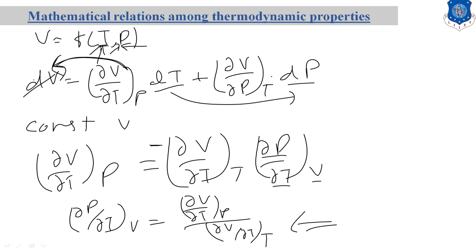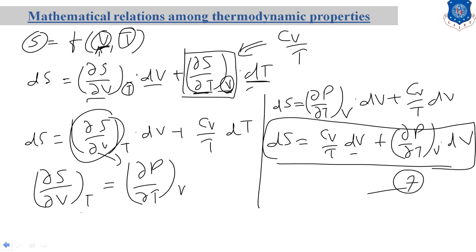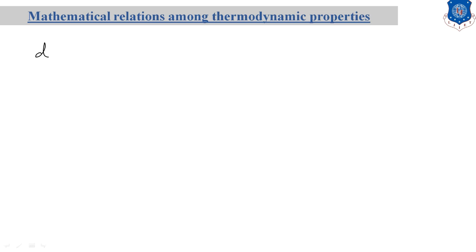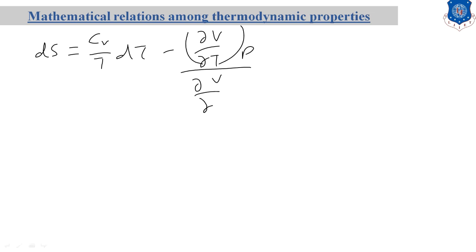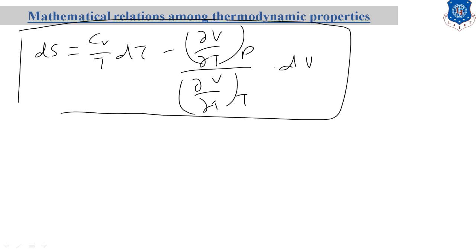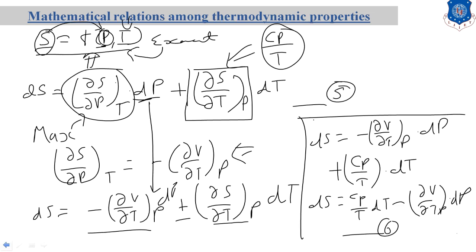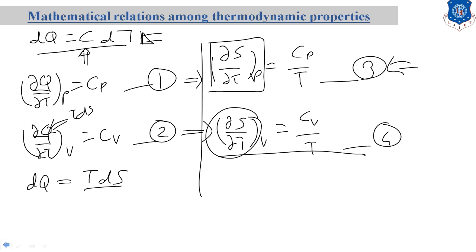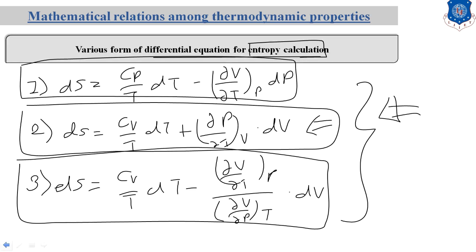Now putting the value of this equation in previous equation number 7, we will get dS is equal to Cv upon T dT minus del V upon del T at constant pressure upon del V upon del P at constant temperature into dV. So it becomes our equation number 3, which we have to derive. So this becomes our answer for the equation. So we can say hence proved: all three equations are used for the calculation of entropy. These are various forms of differential equations.